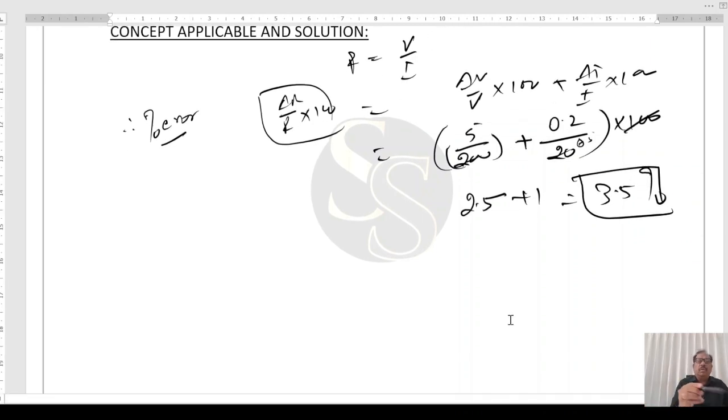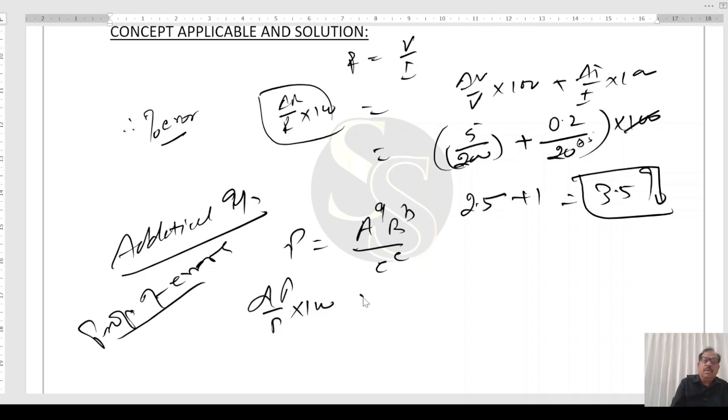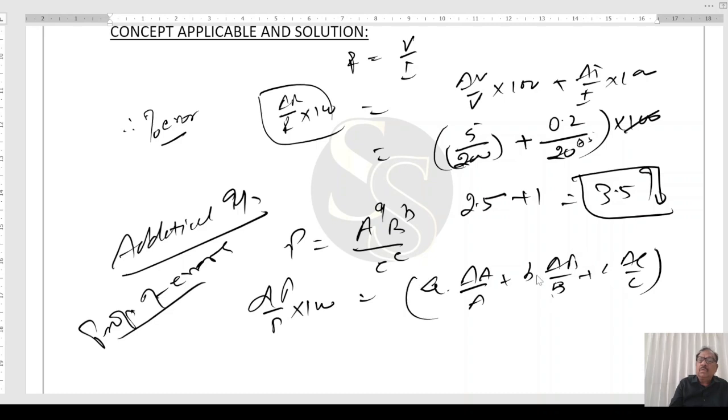Additional information. If P equals A to the power a, B to the power b, C to the power c, this is the propagation of errors. The percentage error in P is equal to a delta A by A plus b delta B by B plus c delta C by C. Whatever the powers are, they become the coefficients of the relative errors, that is the error divided by the original value. A, B, C are the exponents, right?